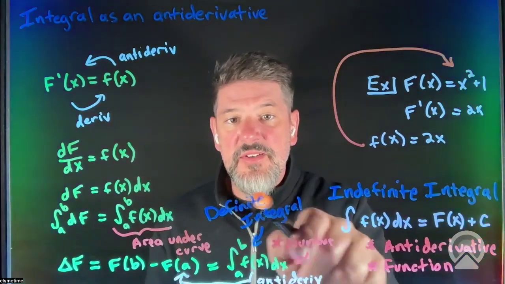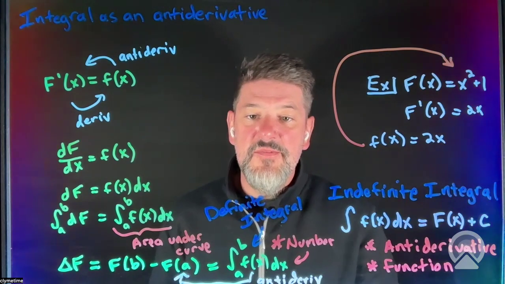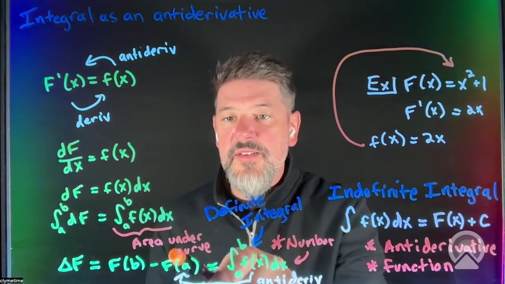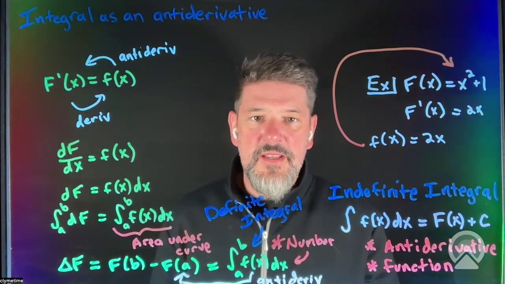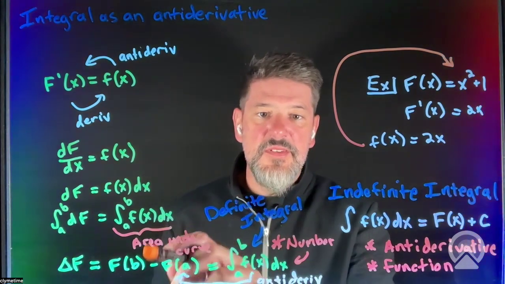If we have bounds, that's called a definite integral. And if we have bounds, then we can find the area underneath the curve, or we can find the antiderivative and plug in the two values, the b and the a.